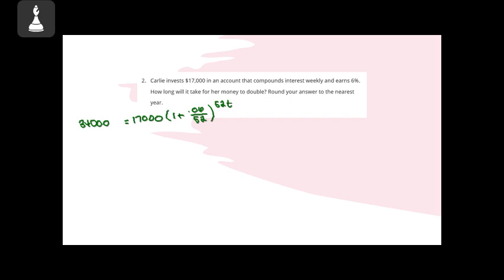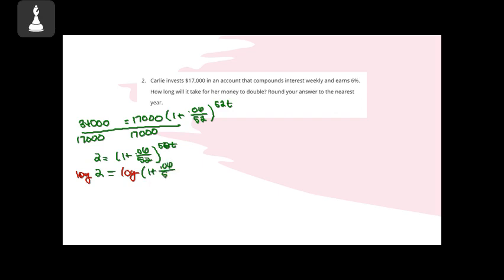So the first thing I'm going to do is divide by that initial amount here of 17,000. And I will get 2 equals the quantity 1 plus 0.06 over 52 to the 52t. So what I will now do is log both sides in order to bring this exponent down. So if I take the log of this side, 2, equals the log of this side, 1 plus 0.06 over 52 to the 52t, I can now bring that 52t power down front. So I have log of 2 equals 52t times log of the quantity 1 plus 0.06 over 52.